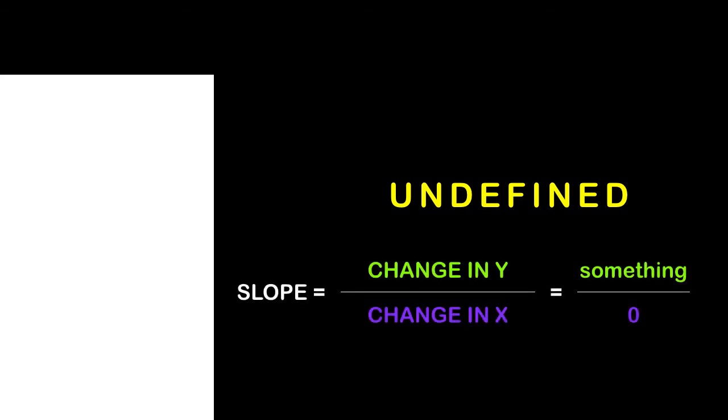So let me explain better what is the undefined slope. When calculating the slope, you put the change in y over the change in x. But if you have a vertical line, you don't have a change in x. So our change in x will be 0. But you can't divide by 0. This is very, very, very wrong in math. You can't ever divide by 0. So that's why we call it undefined slope.